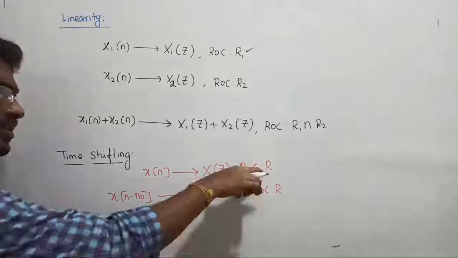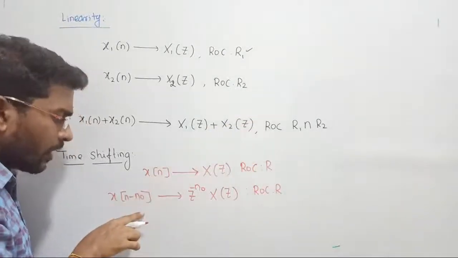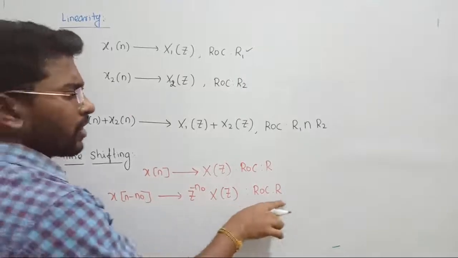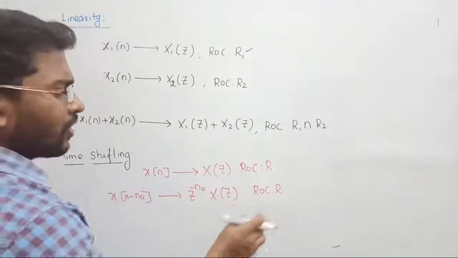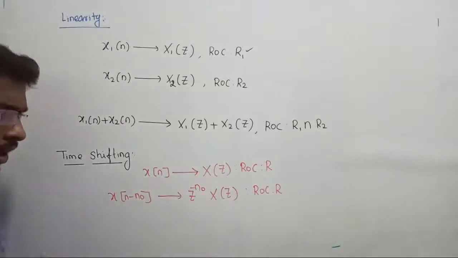Whichever region of convergence was there for the normal signal, after applying the shifting you again get the same value of region of convergence. Clear? Okay, let us proceed. So this is all about time shifting.